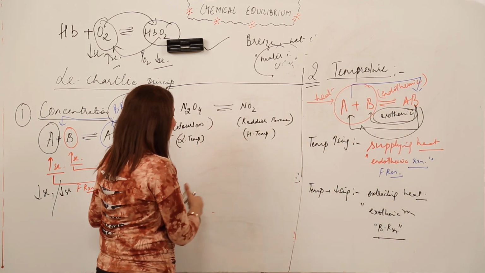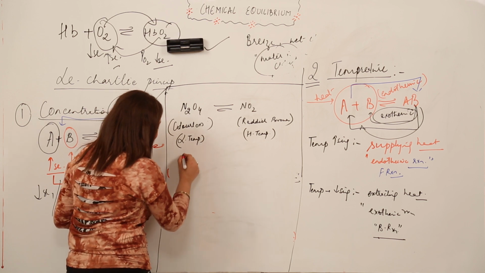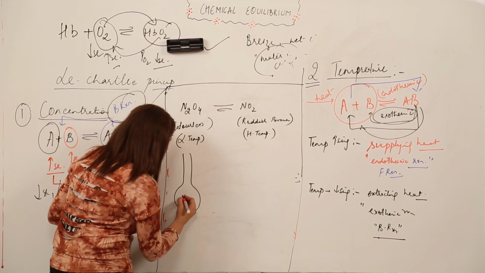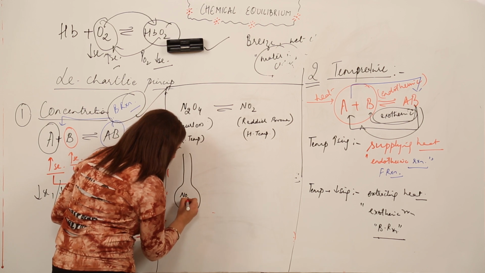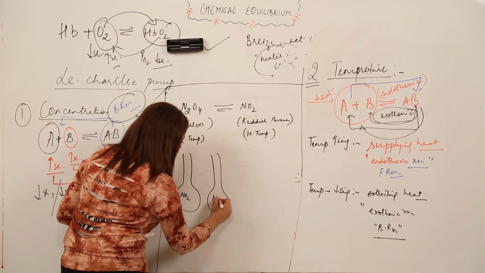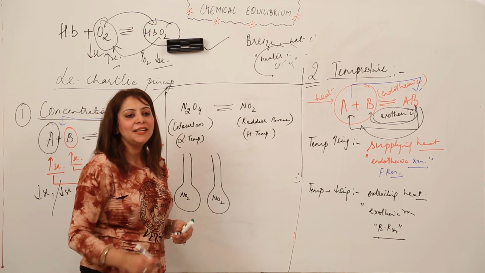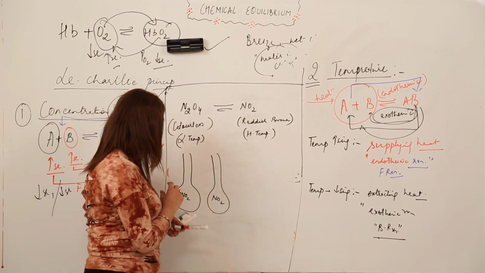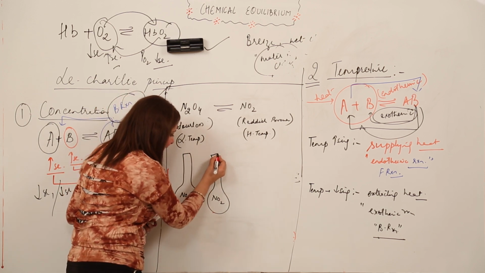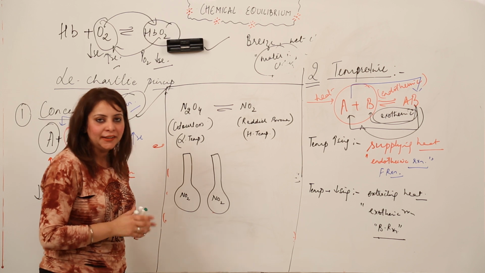So what is going to happen? I am taking a closed container in which I am taking NO2. So I have taken 2 samples of the same gas, that is NO2. And I am just going to seal these containers, right?